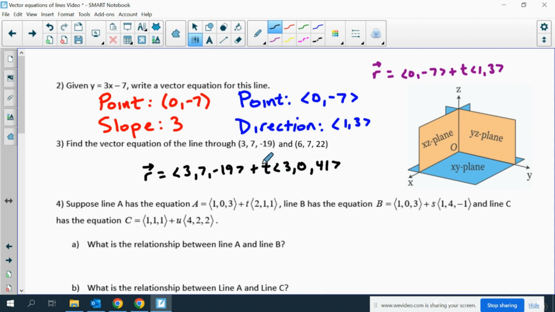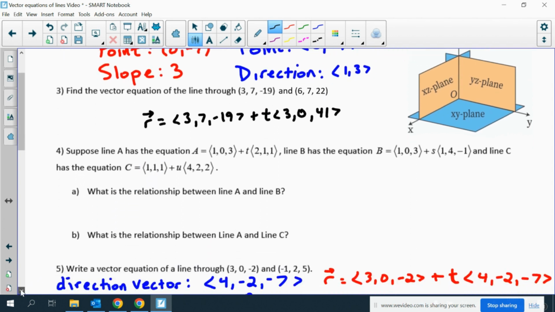So again, t can be any positive or negative number. I could have picked 6, 7, 22 to be my initial point. I could do any sort of multiples of 3, 0, and 41. So I could have chosen 6, 0, 82 if I wanted, because then t would just go at a different rate.